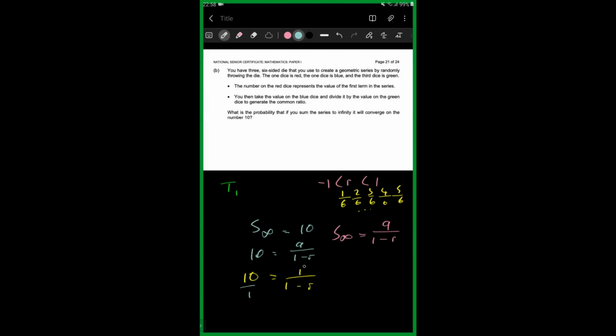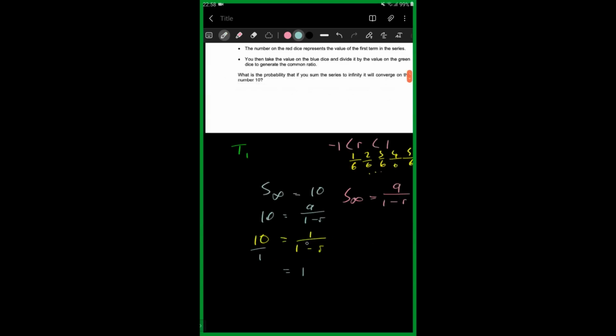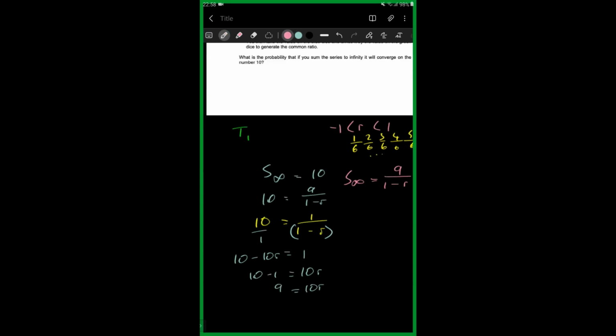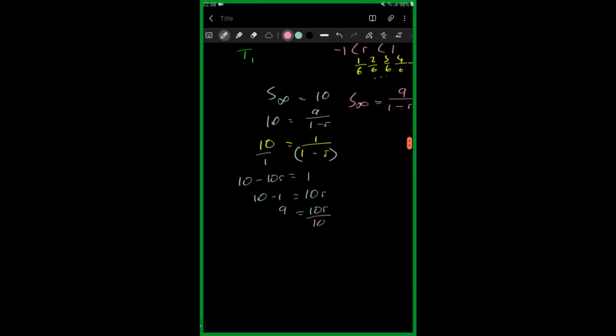You're going to have 1, this bracket here times this here times 10, right? It's going to be 10 minus 10r. Then for r, this is going to go over. You're going to have 10r here. It's going to go over. You're going to have 10 minus 1. This is like 9. 10r here. If you divide by 10, r is 9 over 10 if your value of a is a 1.